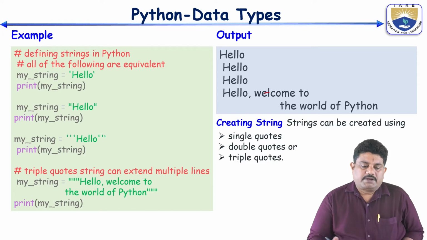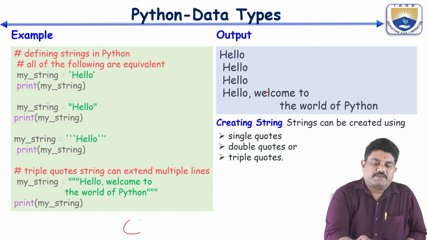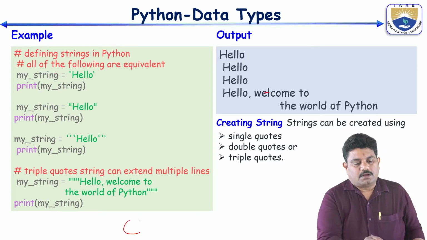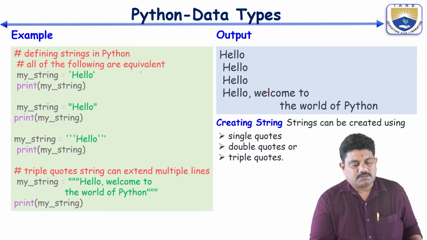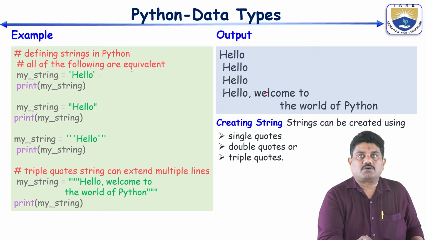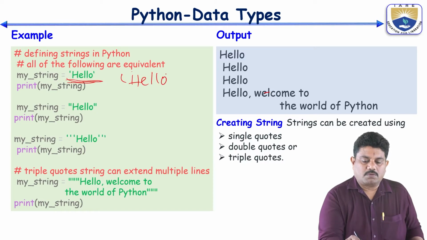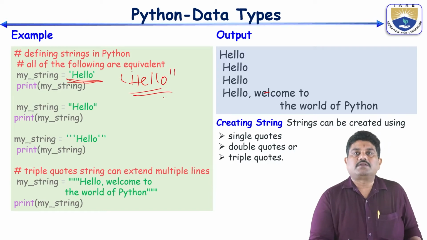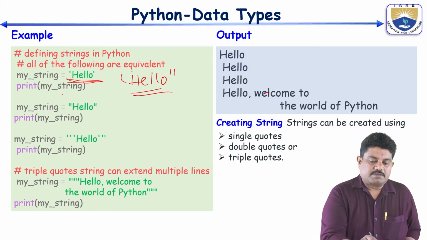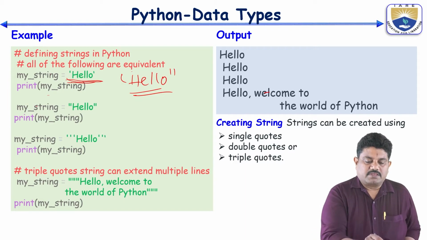So in Python, this is an example I am showing here. See now, define string in Python. All of the following are equivalent. The first variable is my string. My string is equal to hello. Hello is there in single quotes. See, in single quotes I have written hello. Print my string. I'm printing my string there.